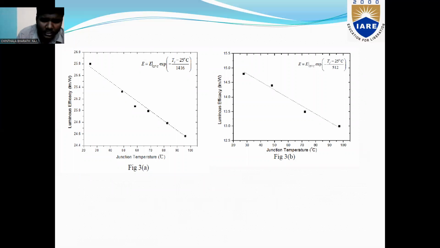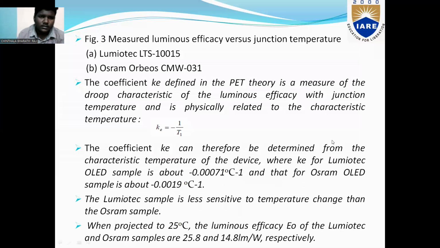Once we observe these two graphs, Figure 3a and Figure 3b represent different junction temperature behavior. These are two different samples: in Figure 3a we are using 1460 and in Figure 3b we are using 512. Figure 3 measures luminance efficiency at various junction temperatures.